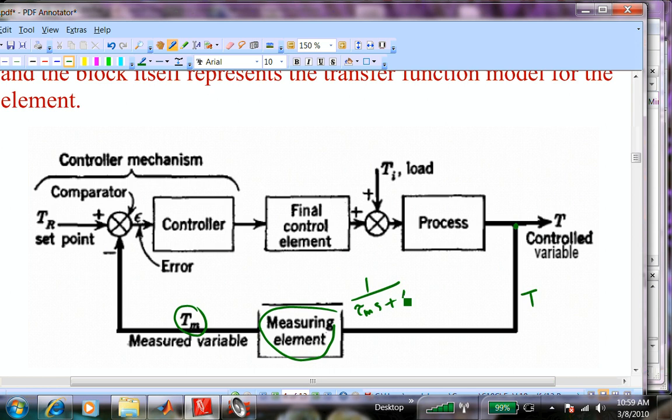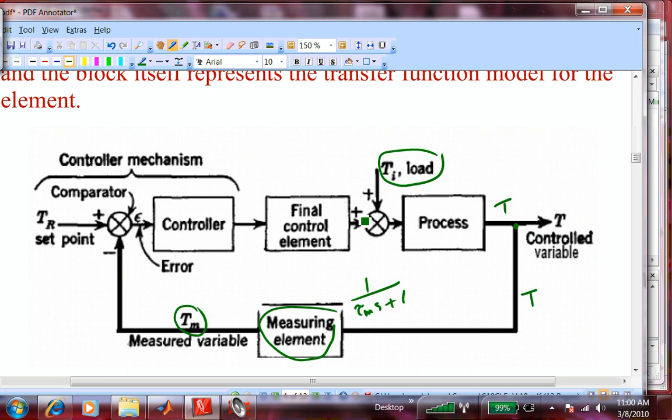Okay? So we understand the input and the output for a measuring element. What is the process? The process is the heated tank itself. What are its input and output? The output obviously is the temperature from the process. The input could be flow and the inlet temperature, what we call the load, and whatever comes out from the final control element, that is Q.